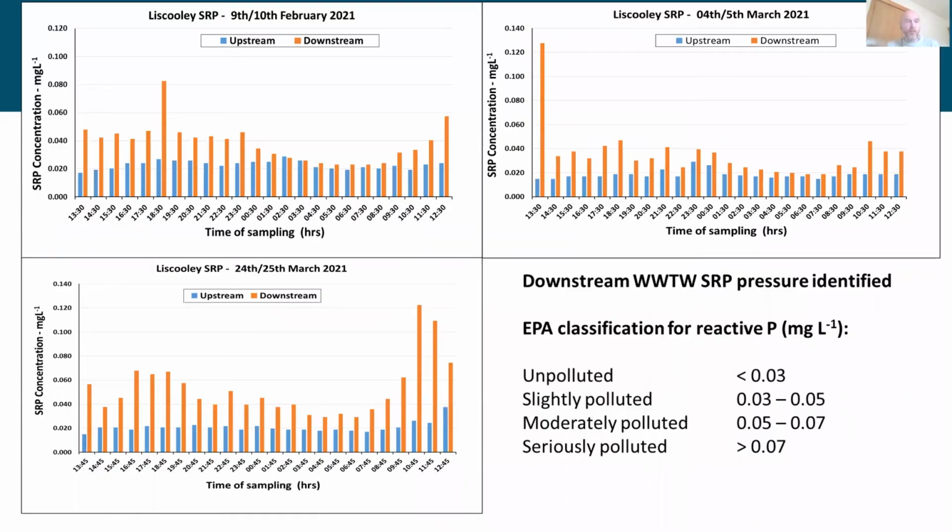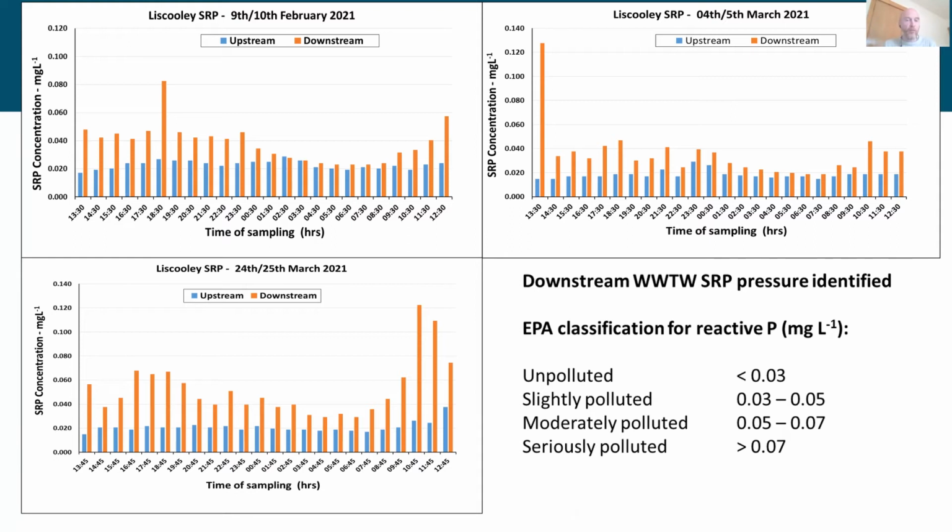Some of the results from the SRP to date indicate that the soluble reactive phosphorus coming from the wastewater treatment works is acting as a downward pressure on the stream at Liscooley. You see the blue in the graphs is the upstream values, and the orange is the downstream values. Essentially what we're seeing is spikes at breakfast time, lunchtime, and evening time. So we're seeing spikes when people are at home and using the amenities.